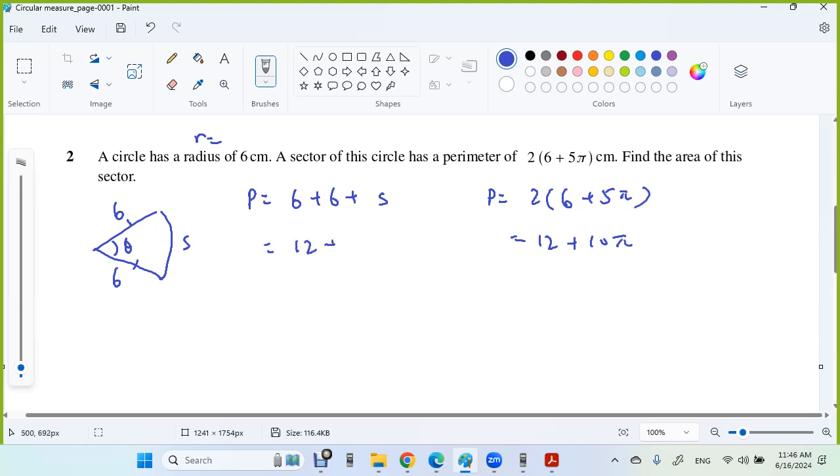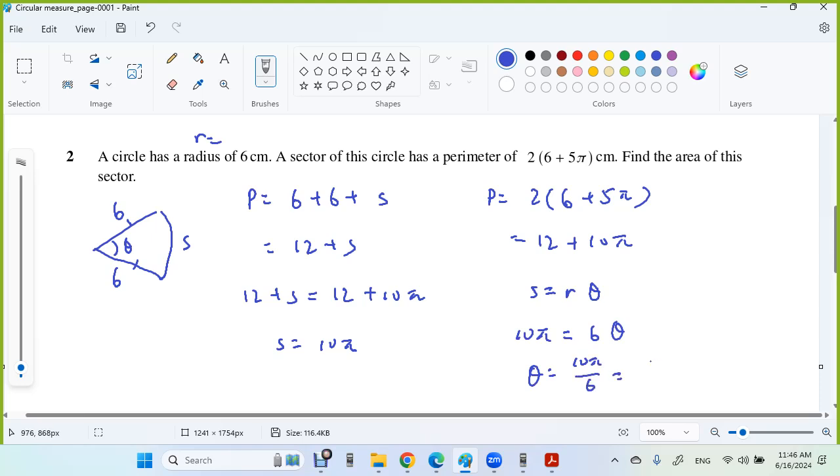So this is 12 plus S. So 12 plus S equals 12 plus 10 pi. So we know that S is 10 pi. And we know that S is equal to R theta. So 10 pi equals 6 theta. So theta will be 10 pi over 6, which is 5 pi over 3 radian.